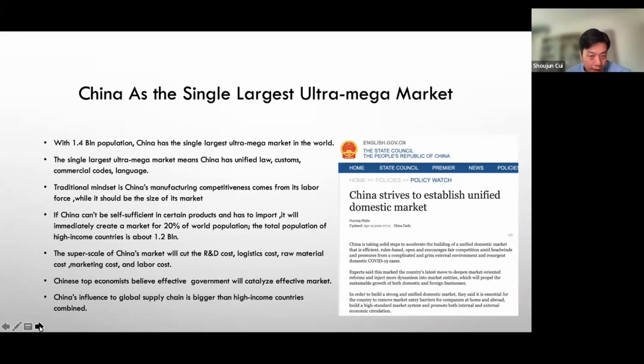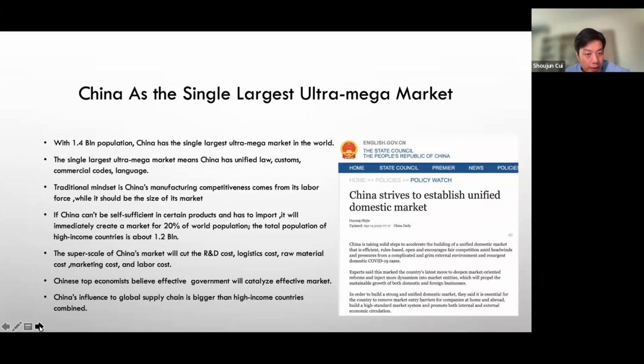The traditional mindset is that China's manufacturing competitiveness comes from its labor force. China has a big population, so the manufacturing cost, particularly of the human capital, is low. However, such an argument neglects the size of the market, or the size of the country. The size matters in global economic competition.